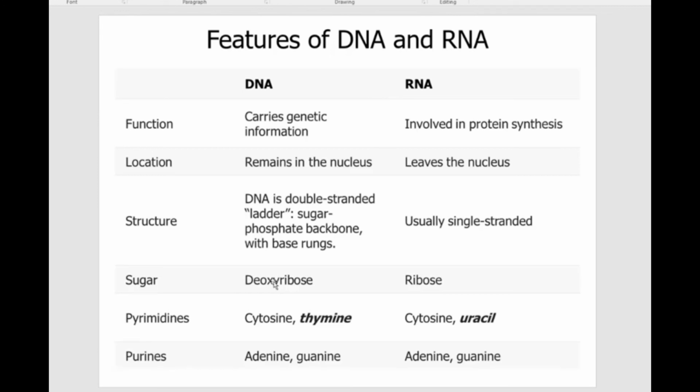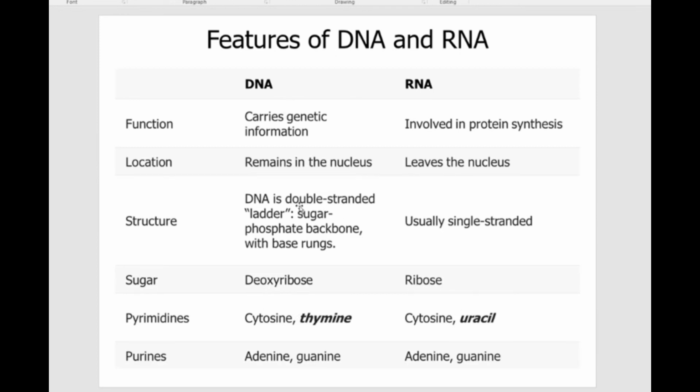So here's a quick comparison between DNA and RNA. Let me just point out a few things. Now this is important. Pyrimidines: instead of T, you have U in RNA. Remember that this is a major difference. And sugar is also different, right? Deoxyribose in DNA and ribose in RNA.